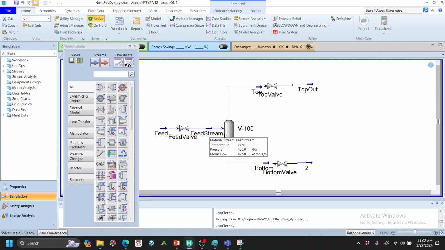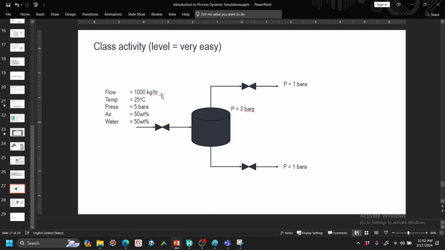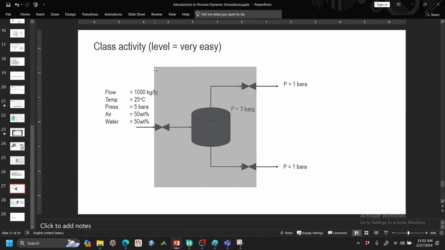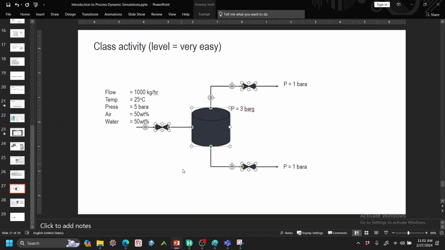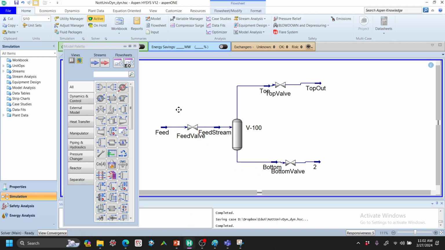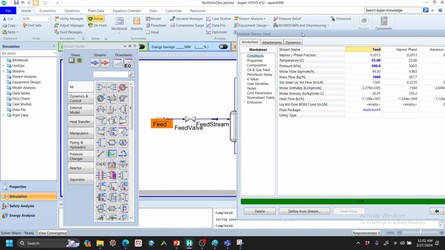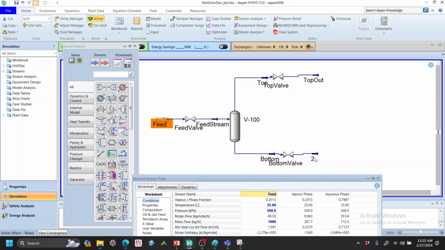Now, in dynamic, we need to define the boundary. So this is the boundary, like I mentioned to you. This boundary is surrounded by the pressures, inlet pressure and outlet pressures. So this inlet pressure is going to be kept fixed. This one is also going to be kept fixed. This one is going to be kept fixed as well. And then the sizing will also be kept fixed. So how do we do that? We will go to the feed, go to the endpoint of the system. Oh, I need to rename this. Sorry.